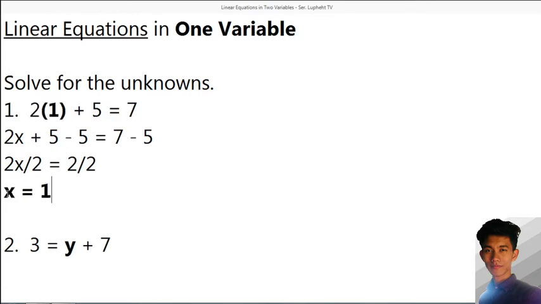So, if we're going to graph this, x is equal to 1 sa Cartesian plane, ito po ay isang vertical line na kung saan nakatapat po siya sa x-axis dun sa 1. Okay? So, I will make a separate video na kung saan dinidiscuss kung paano mag-graph ng straight line given it is a linear equation in one variable. Okay? So, let's solve for the next example.